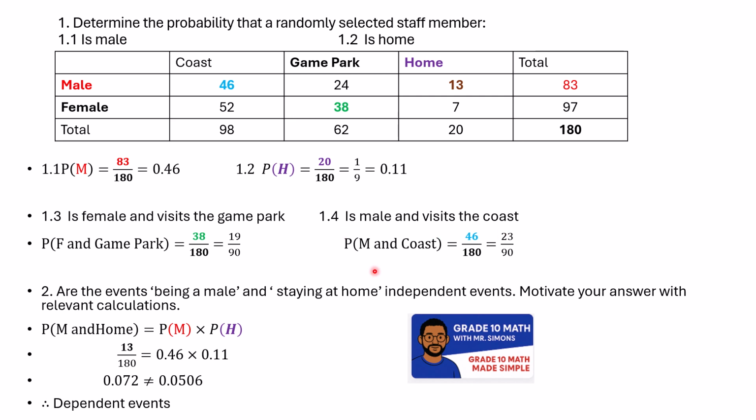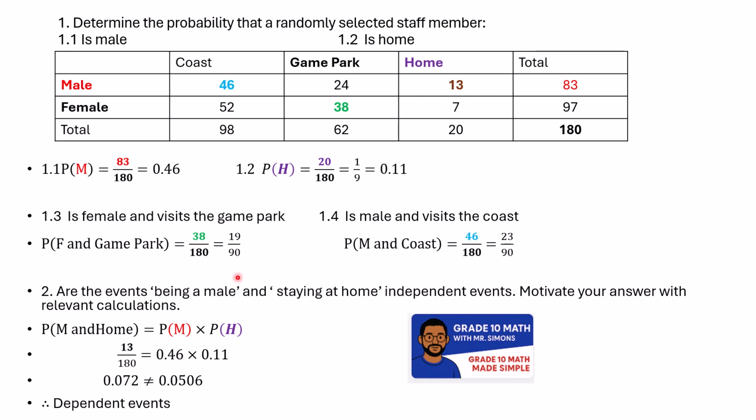Are male and want to visit the coast. A lot of males love the coast, right? Some enjoy fishing, right? Others just enjoy the sun and the scenery. Like myself, I enjoy just going to Cape Town and Blouberg Strand and watching Table Mountain. It's a beautiful sight. So probability of male and the coast, right? So there, male and coast, they meet there. So therefore 46 out of that 180 equals 23 over 90.